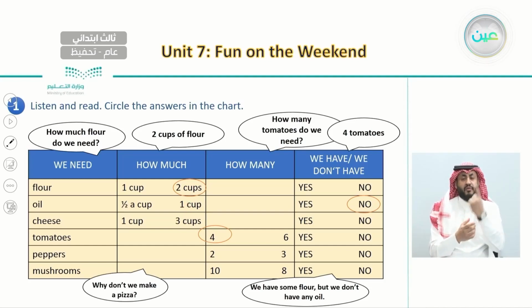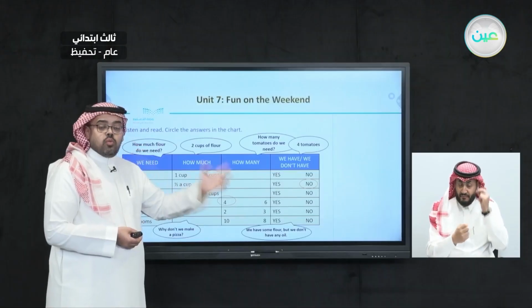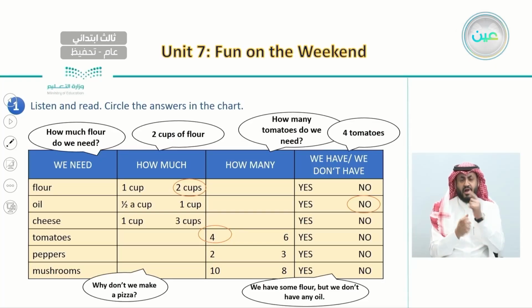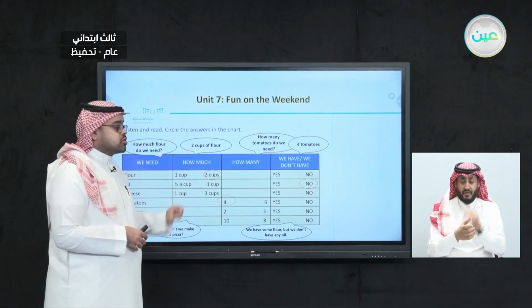Let's see what information we have in this table. So, how many tomatoes they need? The answer we have, which is this one, they need 4 tomatoes. And how many peppers do they need? Is it 2 or 3? We still don't know. After we listen, we will know the answer. And how many mushrooms do they need? Do they need 10 or 8? After we listen, we will know the answer and we're going to circle it.